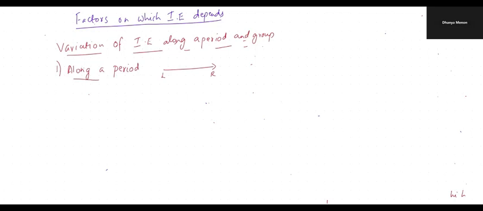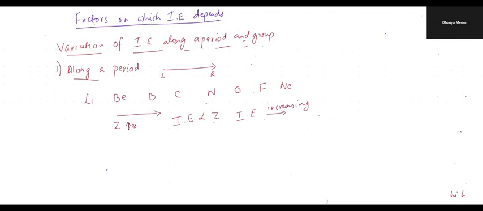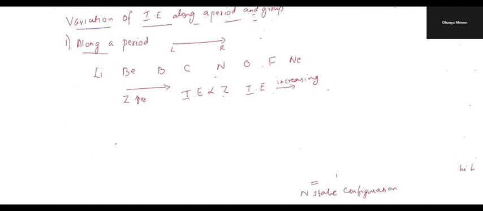Suppose I take the second period: lithium, beryllium, boron, carbon, nitrogen, oxygen, fluorine, and neon. As you move from left to right, what is happening to the effective nuclear charge? It increases, right? As the nuclear charge increases, the ionization energy increases, since we learned ionization energy is directly proportional to nuclear charge. So as you move from left to right, it is increasing. The reason is that the effective nuclear charge is increasing. Now, this is a general trend. There can be variations that we will talk about later. First, this is the general trend.